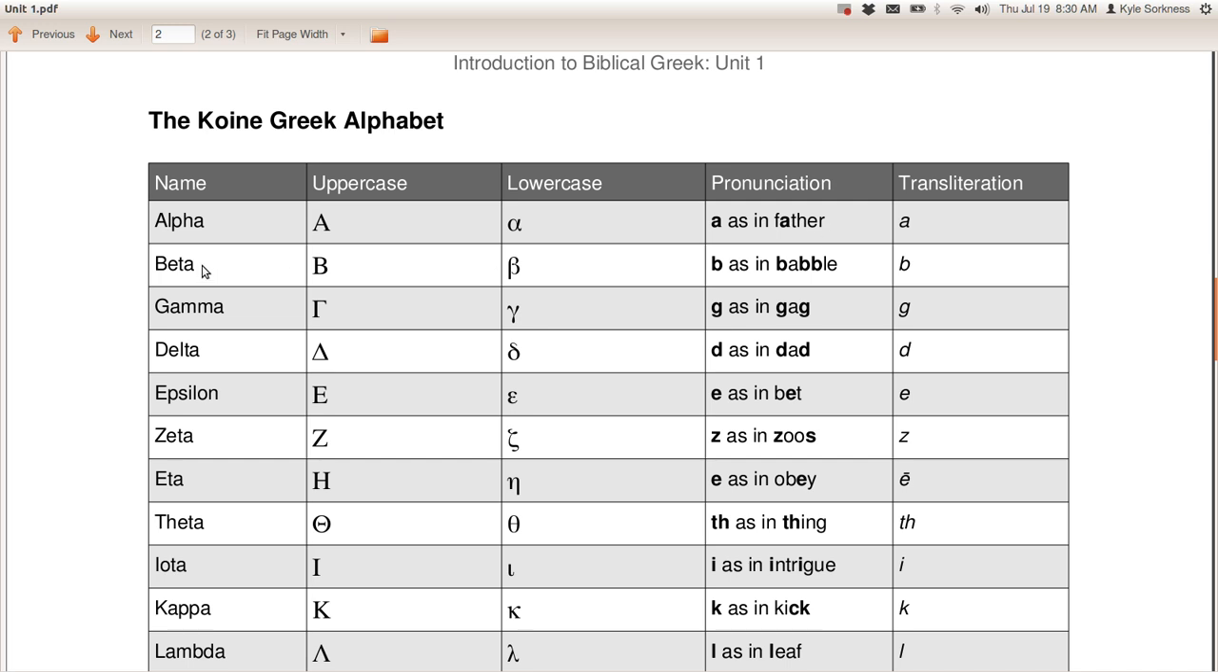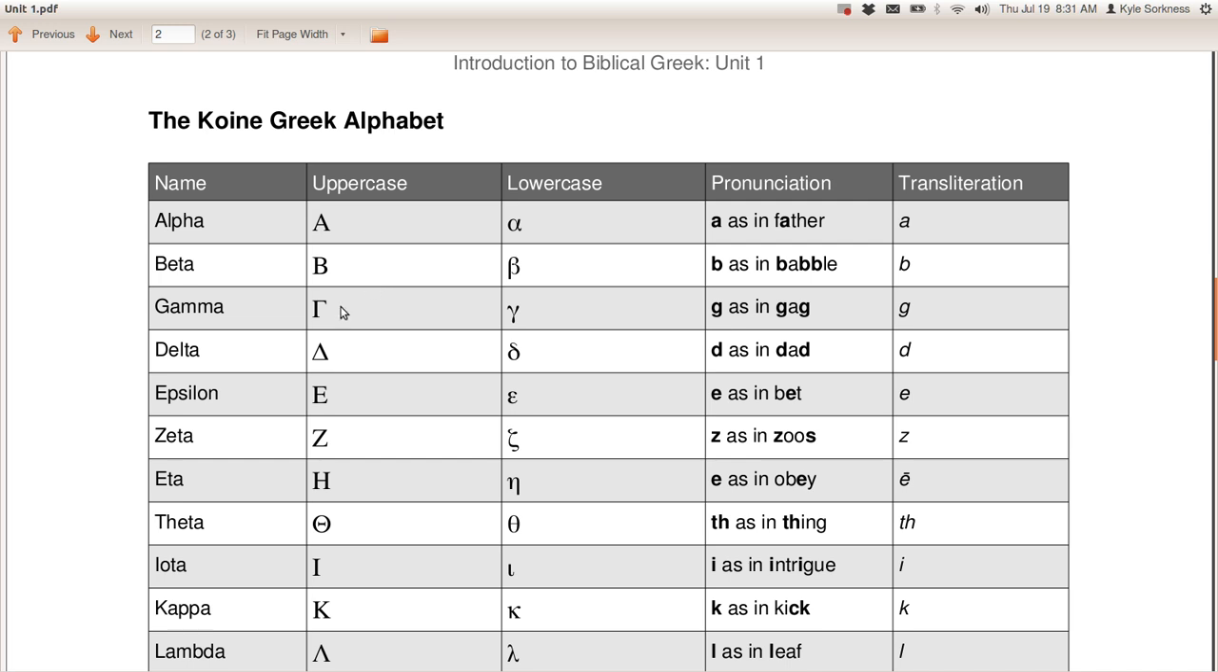The next letter is beta. Again, the first letter of the name helps you with the pronunciation of the Greek letter. So the uppercase looks just like our uppercase B, and the lowercase looks a lot like our uppercase B again. You'll just notice that it comes down below the line and that it's curved. It makes a B sound as in babble. So far we have something that's very similar to ABC: alpha, beta, A, B.